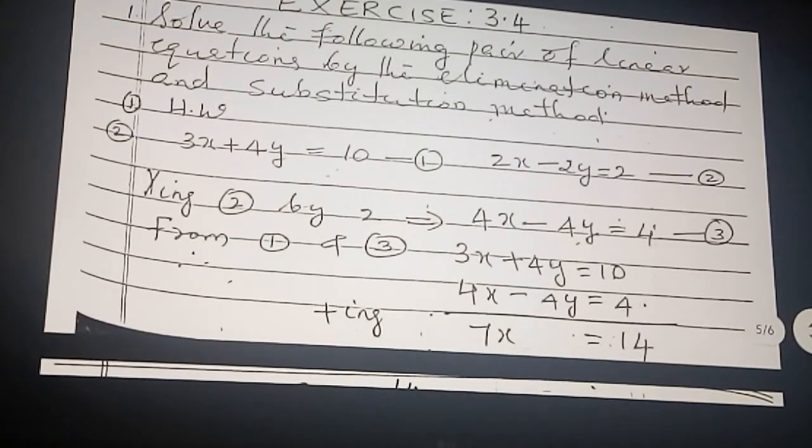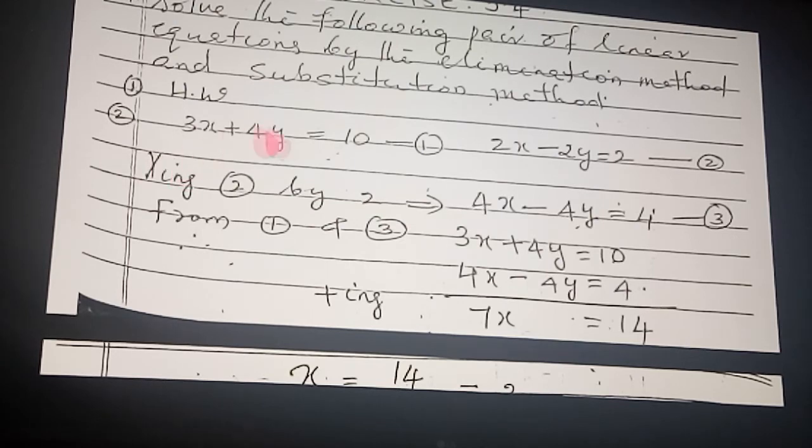Now second sum, see how we do it. First, go through the equations properly. 3x plus 4y is equal to 10, and here 2x minus 2y is equal to 2, equation number 2. Okay. Now you see the variable coefficients in both the equations. Here see this coefficient and this coefficient. Then you analyze how you can make the coefficient of any one variable the same.